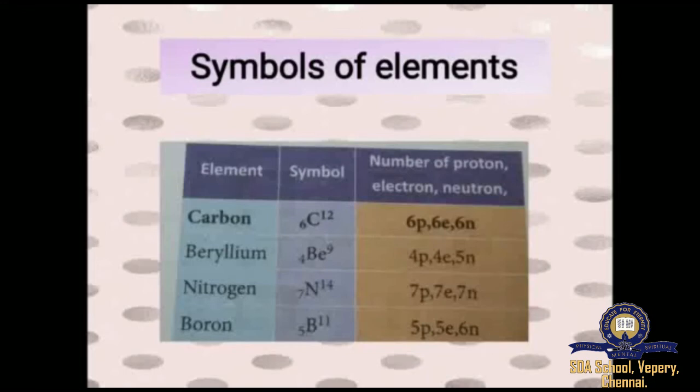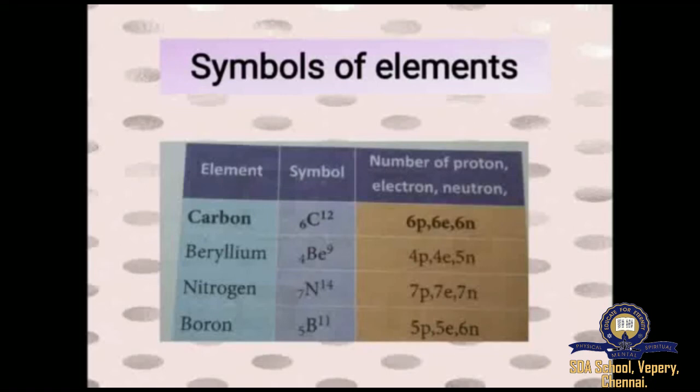The next one is beryllium. The symbol for beryllium is Be, and it is written like this with the atomic number 4 and mass number 9. It has 4 protons, 4 electrons and 5 neutrons. The next one is nitrogen. The symbol for nitrogen is capital N, and it is written like this. 7 is its atomic number and 14 is its mass number, and it consists of 7 protons, 7 electrons and 7 neutrons.